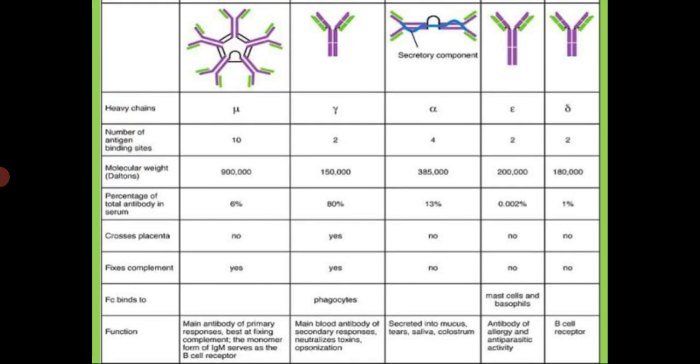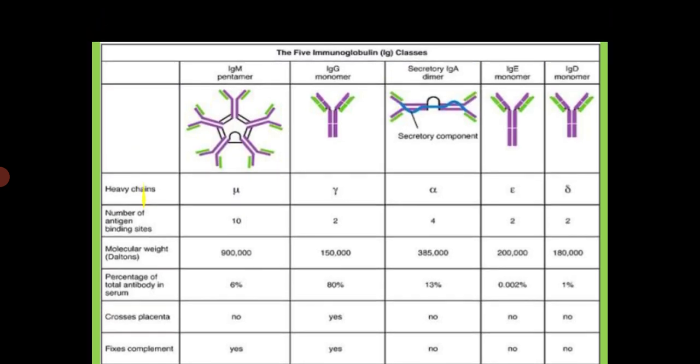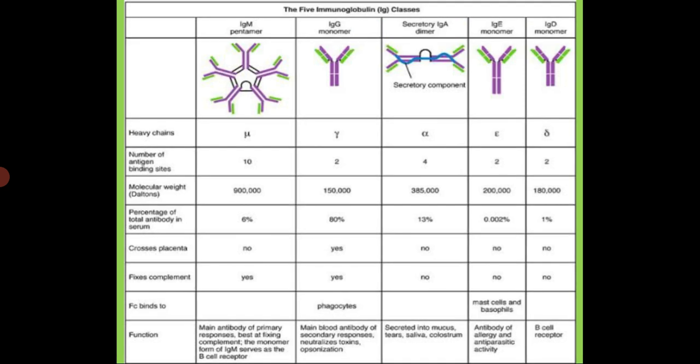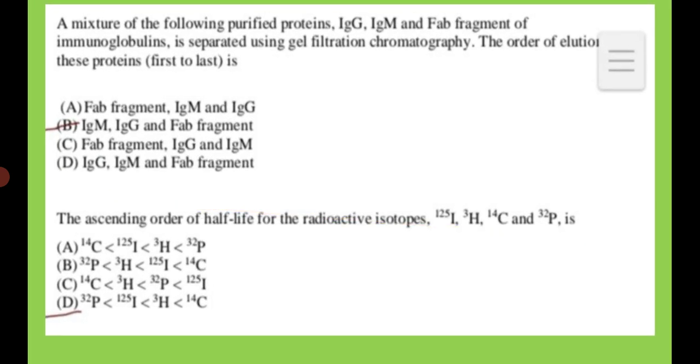Then IgA is called the secretory antibody, secreted into mucus, tears, saliva, and colostrum. Then IgE is also called the antibody of allergic response. And IgD is known for B cell receptors. So for this question, the answer is IgM, IgG, and Fab fragment. This is the sequence of elution after analysis through gel filtration chromatography.